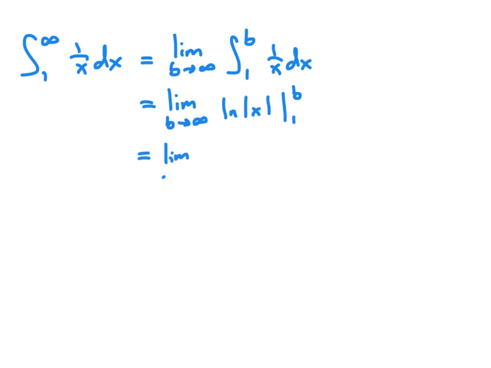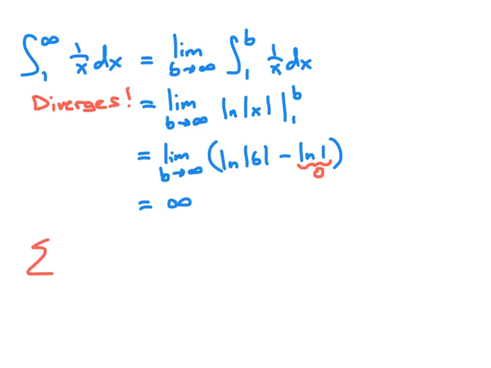When we do that, we're going to get the natural log of the absolute value of b minus the natural log of the absolute value of 1. We want to take the limit of this difference. Of course, natural log of 1 is equal to 0, so we really just want the limit as b approaches infinity of the natural log of b, and this diverges to infinity. The larger b becomes, the larger natural log of b will become, and so this improper integral is divergent.